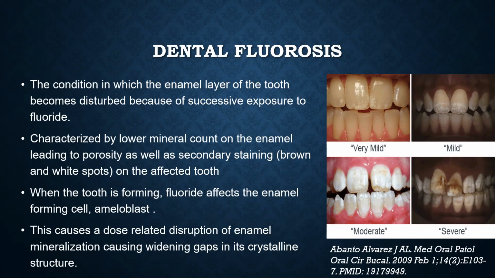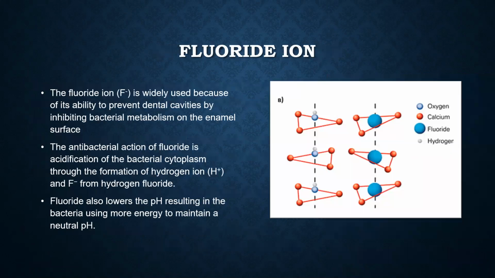Although the fluoride ion can lead to dental fluorosis, it is widely used in the dentistry field. The fluoride ion is used because of its benefits, one of them being its ability to prevent dental cavities by inhibiting bacterial metabolism on the enamel surface. So what is occurring can be explained in the picture to the left. To the left, we can observe how the fluoride ion replaces the hydroxyl group to form fluorapatite on the tooth enamel. Fluorapatite is what remineralizes the enamel layer and protects the tooth against cavities.